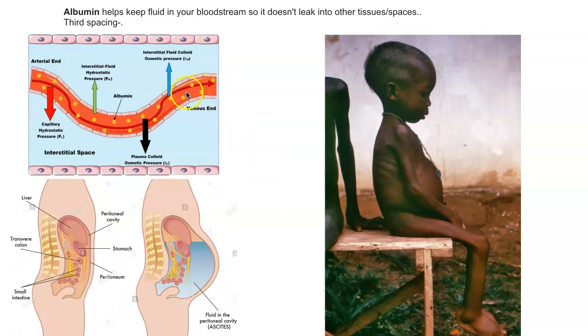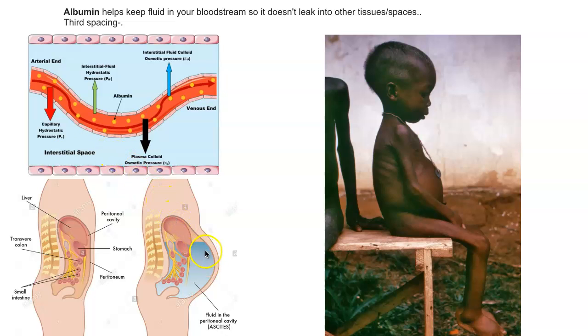One of the main proteins that the liver is making is albumin, and this is in your plasma. And albumin is helping to keep fluid, water, in your blood vessels so it doesn't leak into your tissues. If you don't have albumin, you're going to be losing fluid out of your blood vessels, and it will go into your interstitial space, your tissues, and third spacing into cavities.